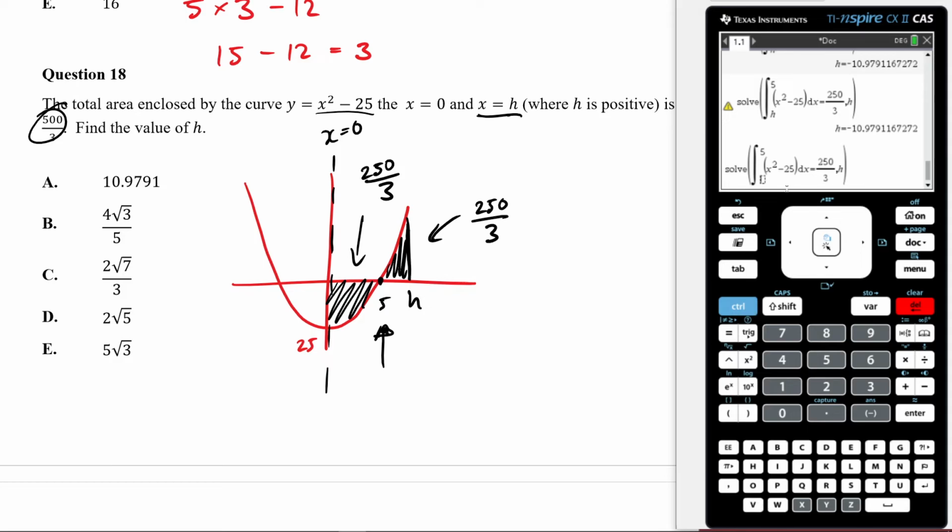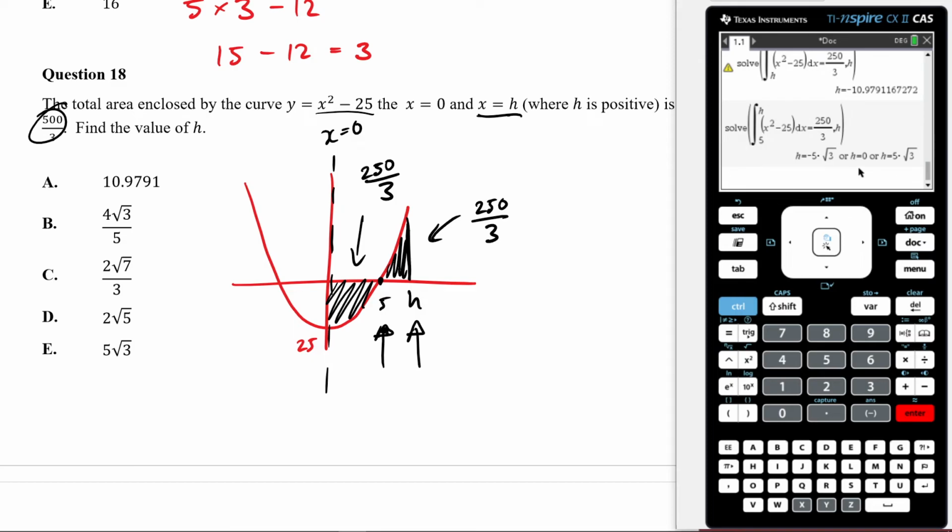This is all fresh. Whoa, that's 5. That's h. Does that make sense? Because h is my bigger number. It should have gone on top. There we go. And that means, what is my correct answer? It's going to be the positive one. It's going to be that one, right? 5 square root of 3. It's going to be E.